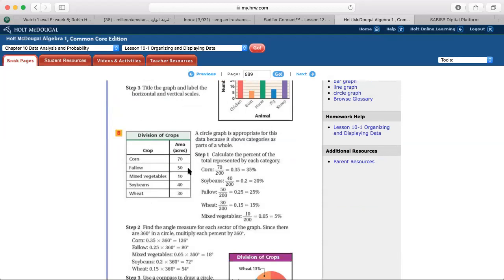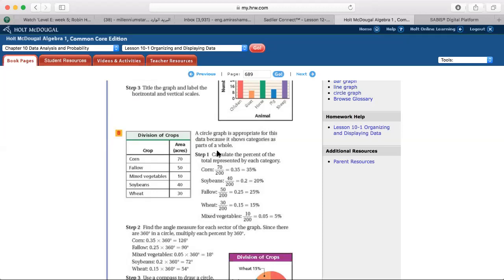So it is the same as the fruit salad, right? Which one do you think will be better, the bar graph or the circle graph or the line graph? I feel that the circle graph is better. A circle graph is appropriate for this data because it shows categories as parts of a whole. When I find parts of a whole, I choose the circle graph.